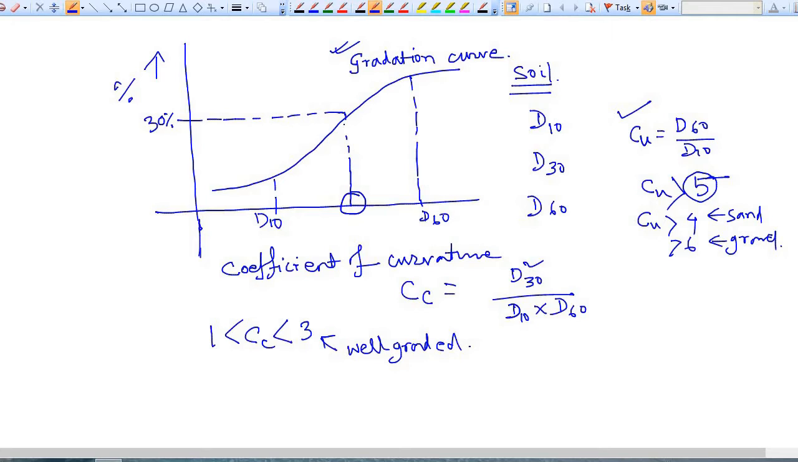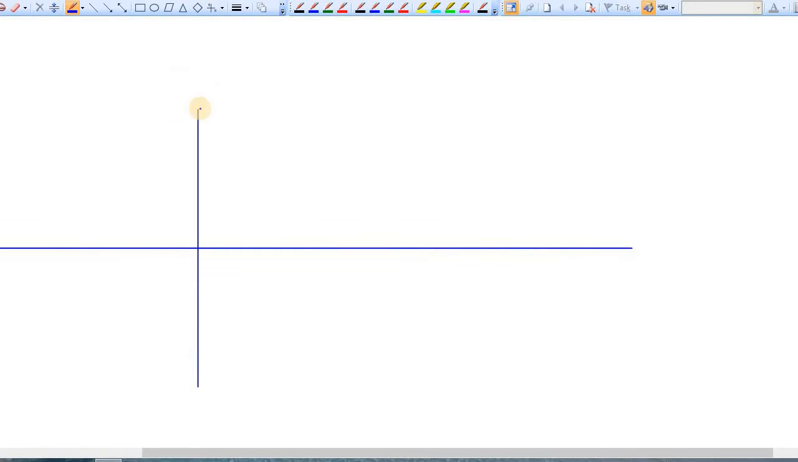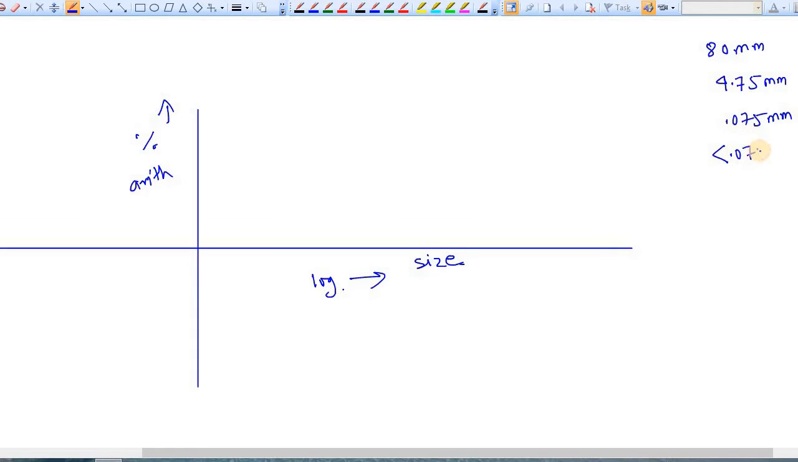Now let's have some exercise based on this gradation curve. Let's say this is your curve, and this is percentage of passing, which is arithmetic, and this is in log scale, and this represents your size. As per size, the limit for cobble was 80 mm, for gravel it was 4.75 mm, for sand it was 0.075 mm, and for clay and silt it was below 0.075 mm.